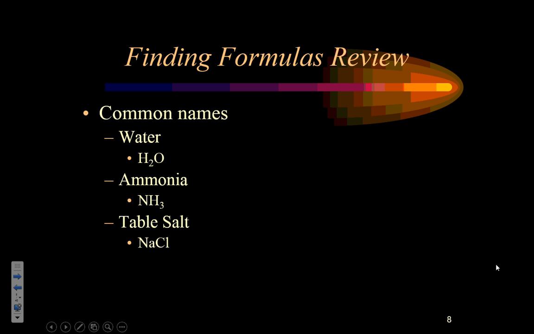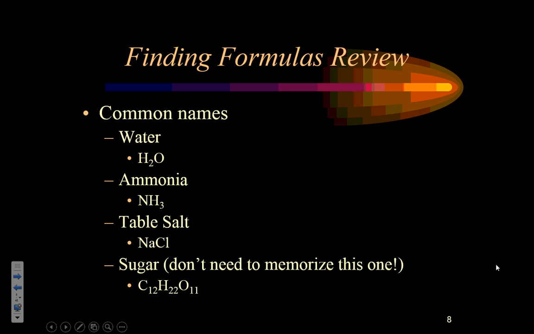Same would be true for something like table sugar. Now, you don't need to really worry about this one because you're never going to see it, but I just wanted to extend the concept. Sugar is actually sucrose, and that would be C12H22O11. But we don't usually call it sucrose, and it doesn't really come from the name sugar that it's going to be C12H22O11, but that is really what it is. So those would be examples of some common names.